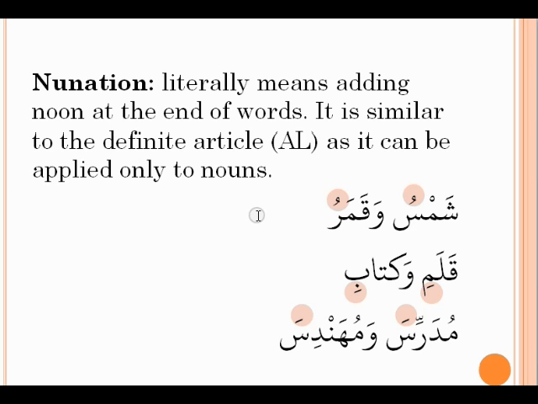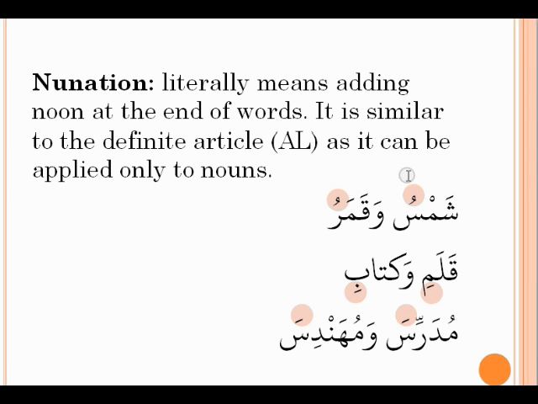The Tanween, similar to al-Ta'rif, which we explained in the previous lesson, can only be applied to nouns. So while al-Ta'rif is attached to the beginning of nouns, the Tanween can be applied only at the end of nouns. The Tanween is basically a double mark at the end of a noun.